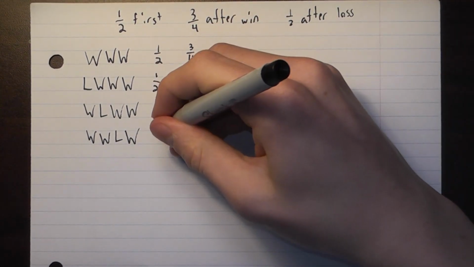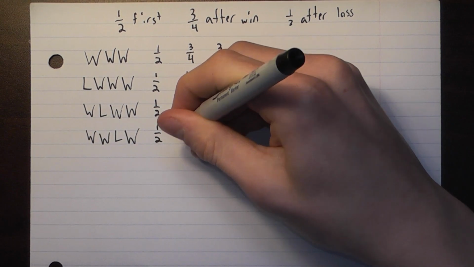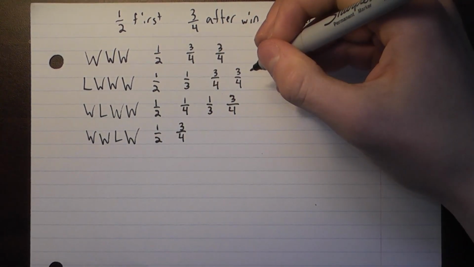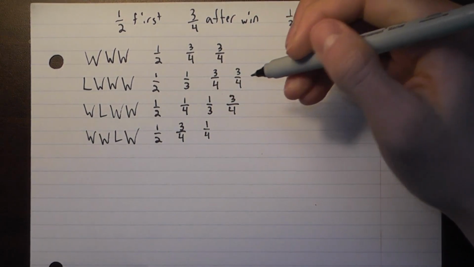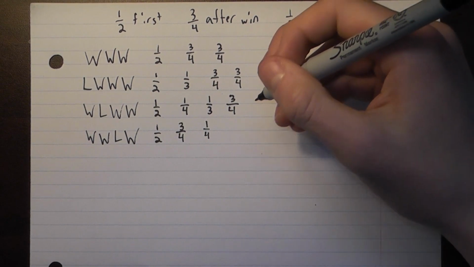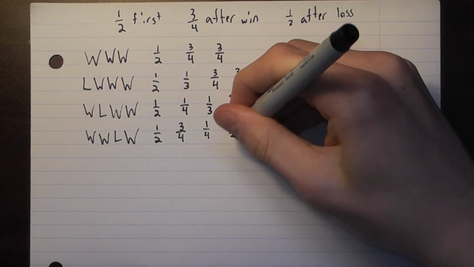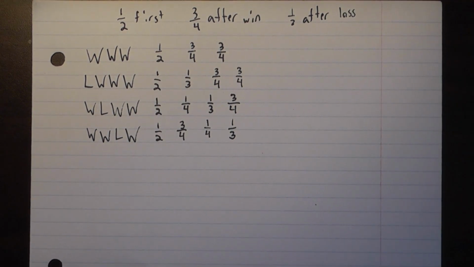Now she has a 1/2 chance of winning the first game. She won that, so she has a 3/4 chance of winning this game. Won that, once again, a 1/4 chance of losing this game because she had a 3/4 chance of winning. And then a 1/3 chance of winning this game because she lost the previous game. So in probability, when you're finding the chances of multiple things happening, when you use the word and, you multiply, and when you use the word or, you add.